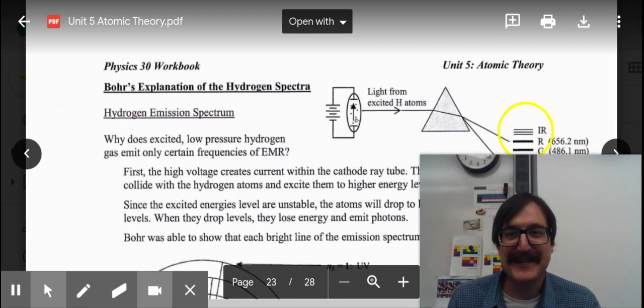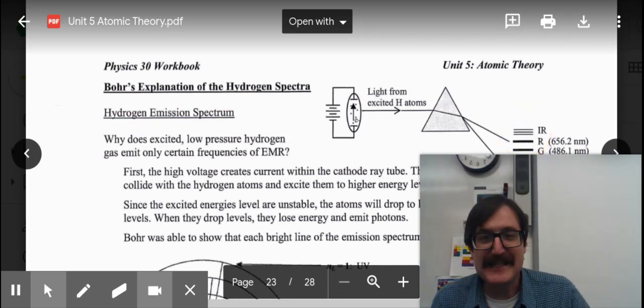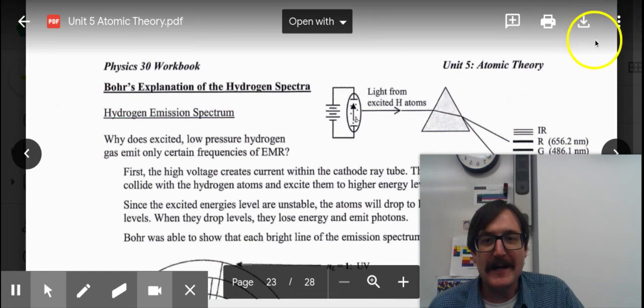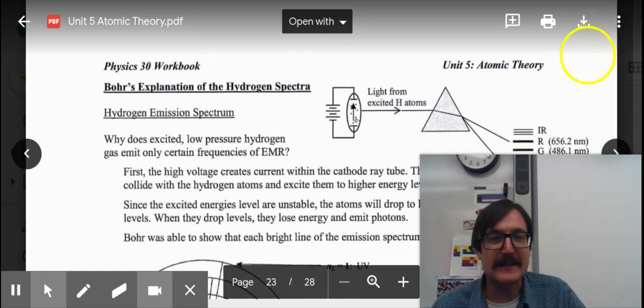All right. Looking on page 117. Okay, Bohr's explanation of the hydrogen spectra, so the hydrogen emission spectrum. Why does excited low-pressure hydrogen gas emit only certain frequencies of EMR?